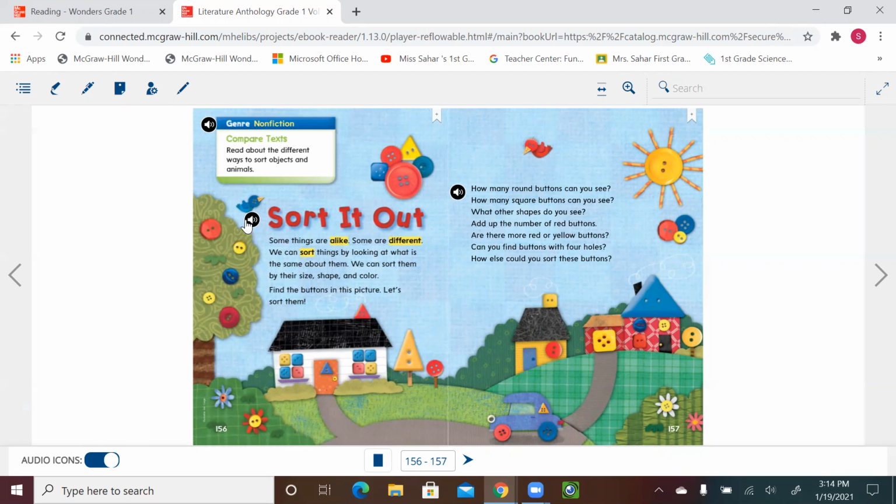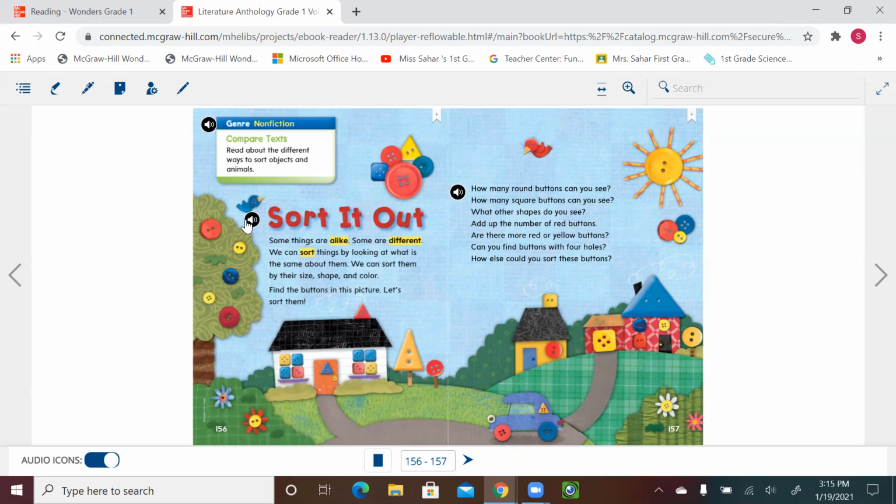So we know that sort means to classify or group things that look alike. So we can put all the round buttons together, or all the big ones, or all the small ones, or the blue ones, or the square ones, or the triangle ones, or the yellow ones. Or the buttons that have big holes or small holes, 2 holes or 4 holes.